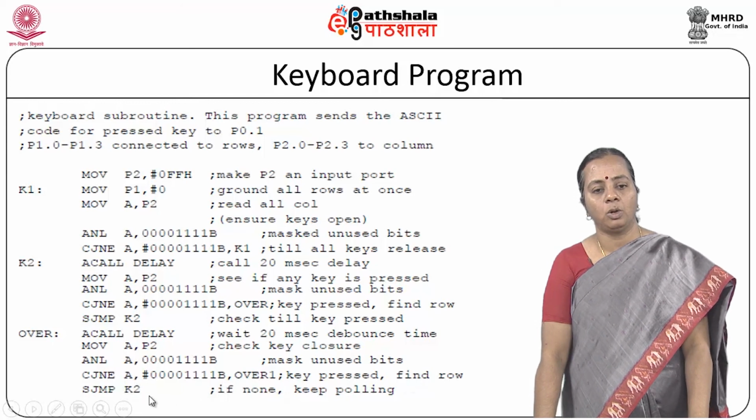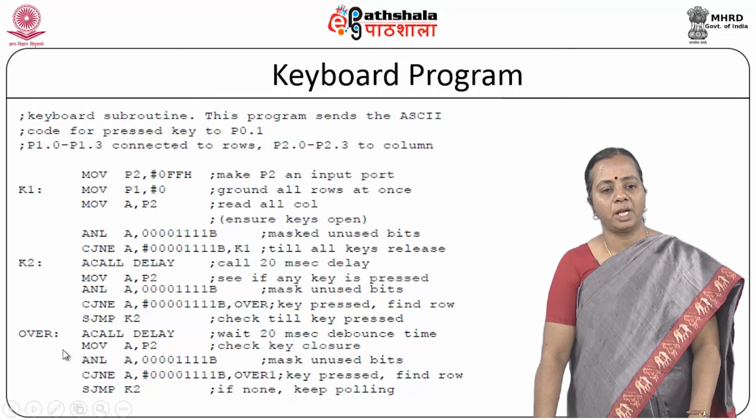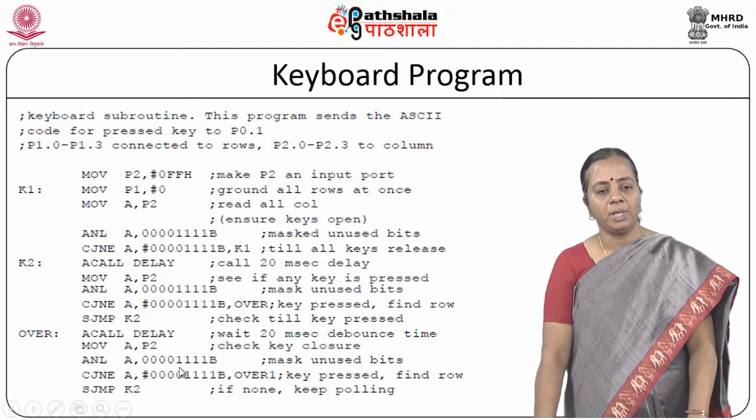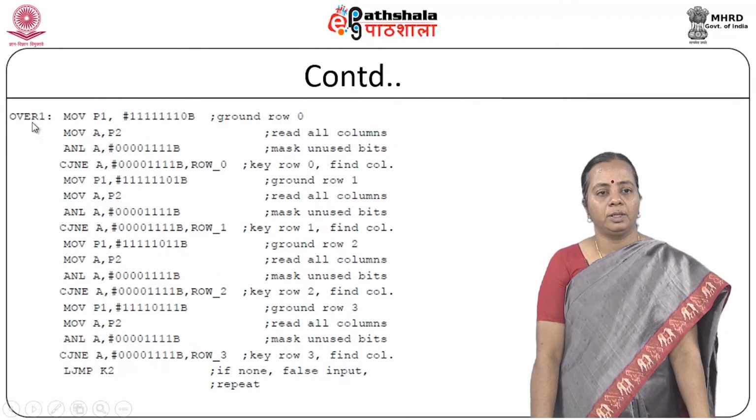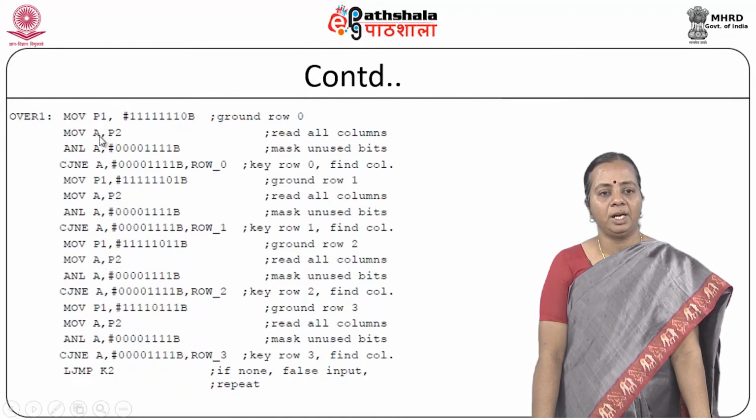If the key is not pressed, it has to come over here again and go through all these rotations. If something is pressed, definitely these two will not be similar, so I will go towards over 1. Over 1 is the place where I am checking MOV P1, #11111110B.